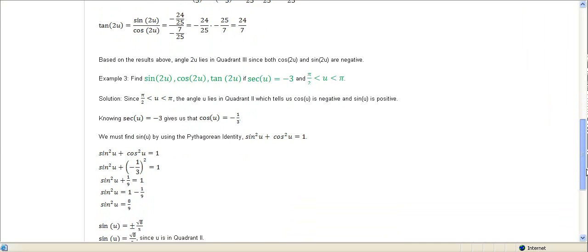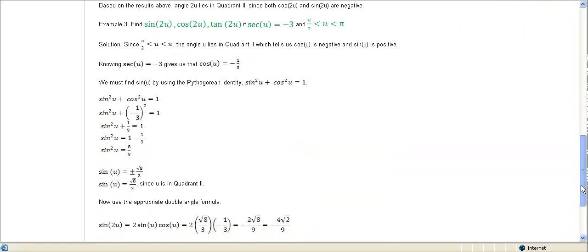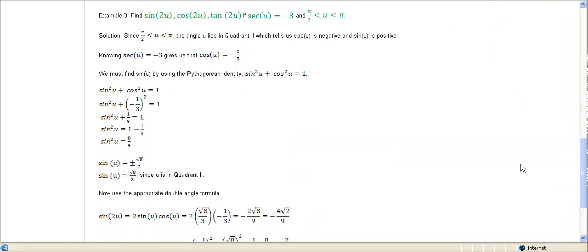Now let's do another example, very similar. The only difference is the information that we were given changes just a bit. So this time we want to find sine 2u, cosine 2u, and tangent of 2u if we're given that secant of u is -3, and we're also told that u is between pi over 2 and pi.